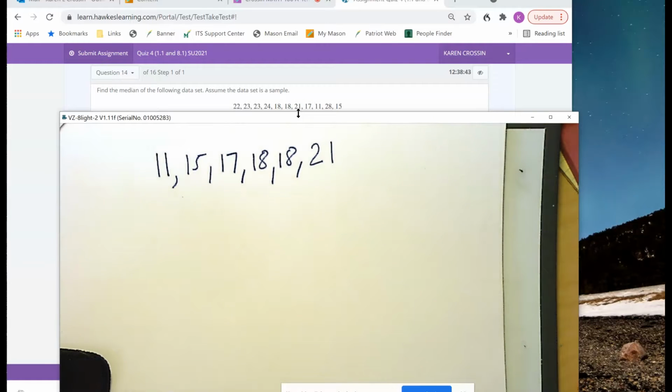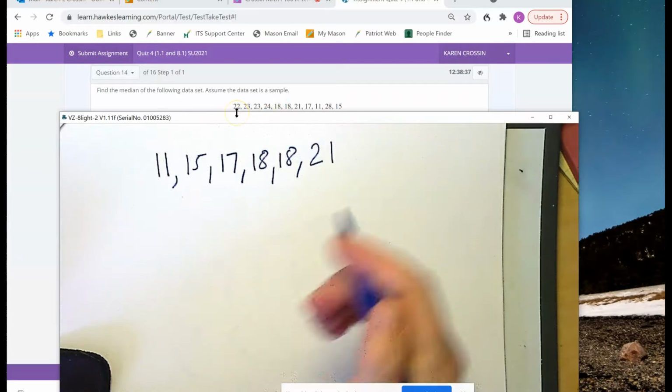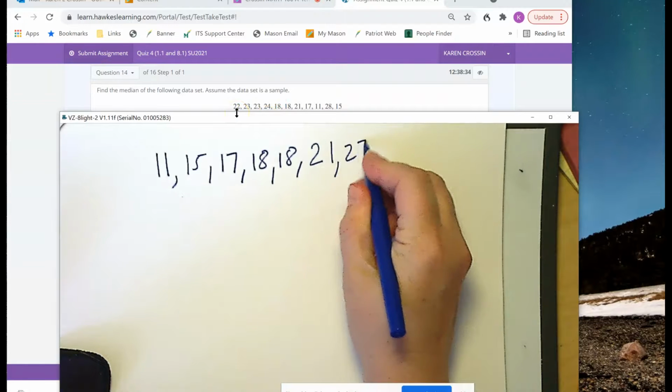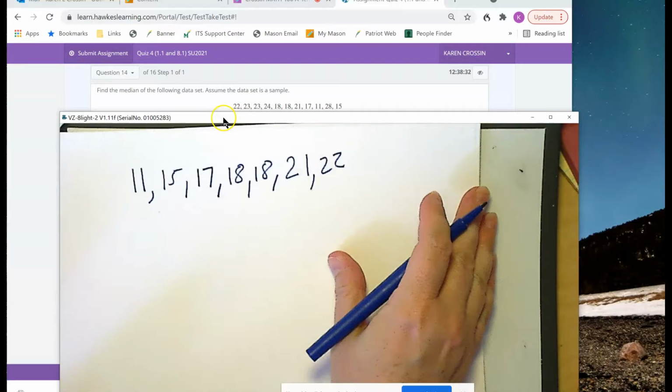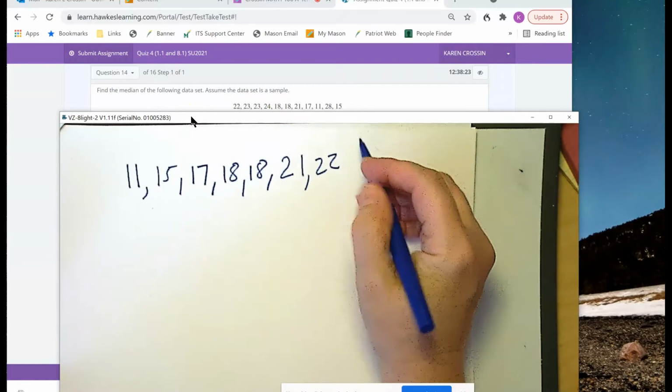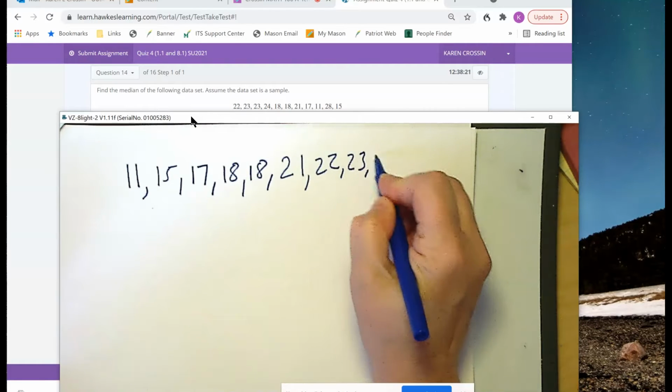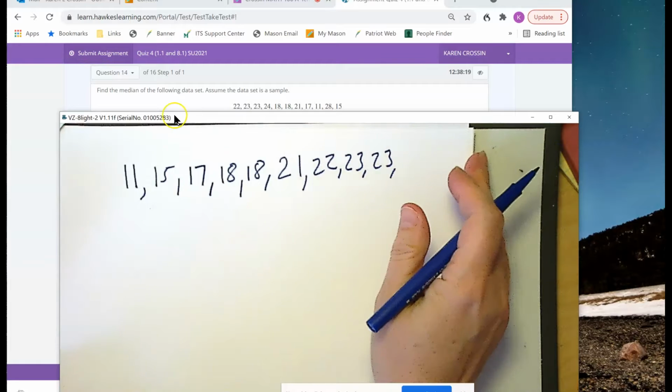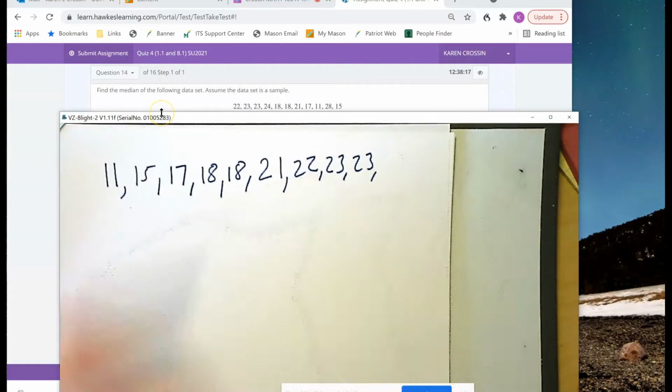Okay, and then the next up, I only see one 22. Is that right? Yes, ma'am. I'm wondering if I'm going to run out of paper here. 22, which is another reason it's annoying when it's not on paper. Then I see two 23s. Okay, so two 23s, and then a 24 and a 28, right?